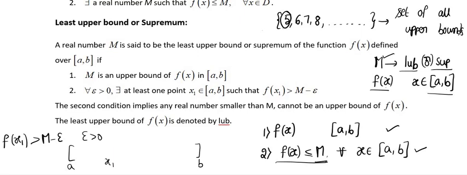Once again, the second condition implies any real number smaller than M, that means M minus epsilon, cannot be an upper bound of f of x. If upper bound means f of x value must be less than or equal to M minus epsilon, but cannot be means it is not less than, it is not equal. That means f of x1 is a point on closed interval a comma b, value is greater than M minus epsilon. The least upper bound of f of x is denoted by LUB.